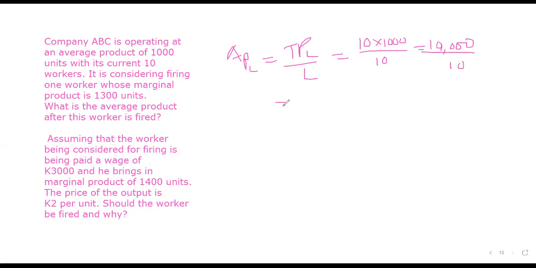But in this case, we're firing. The person we're firing was initially bringing in 1,300. That's one person, so we're also going to subtract 1 laborer. So this is 8,700 over what? 9. So 87 divided by 9, we have 966, the new average for 9 laborers.